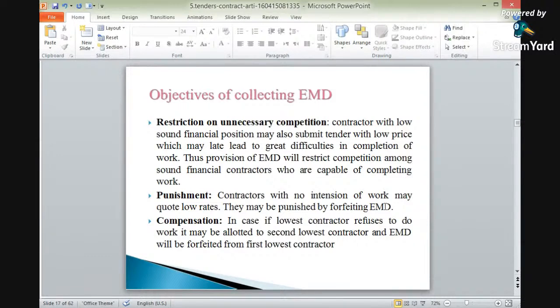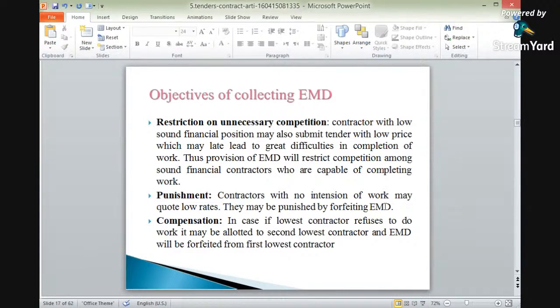Contractors with poor financial positions may also submit tenders with a very low price, which may lead to great difficulties in completion of the work. While inviting tenders, there may be some persons who quote various items of work at the lowest possible rates. So in order to reduce such competition, we can use EMD as a restriction.